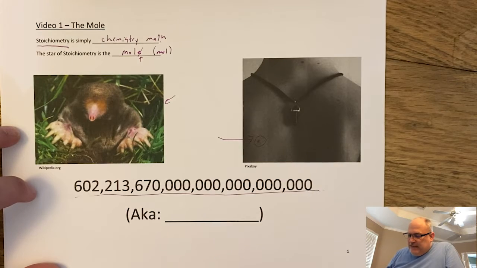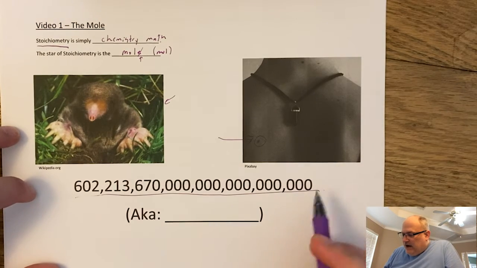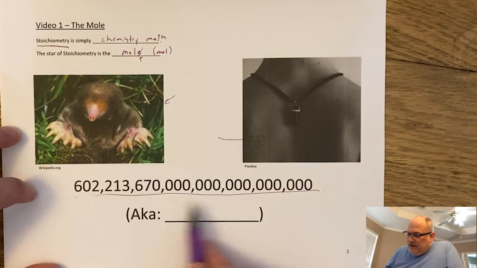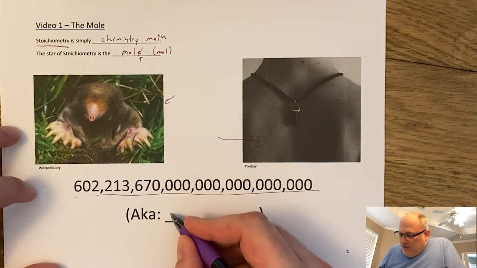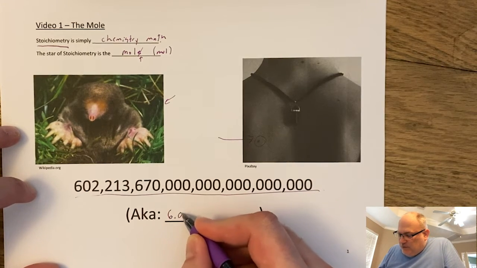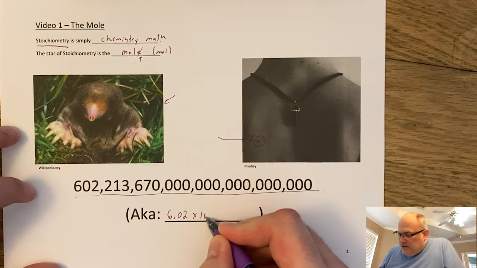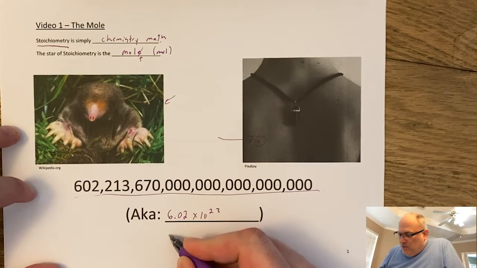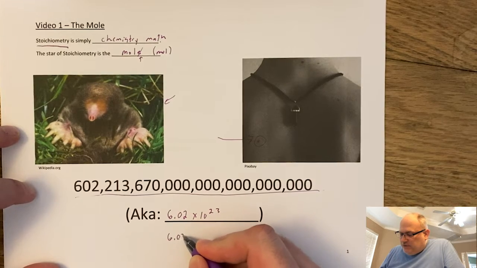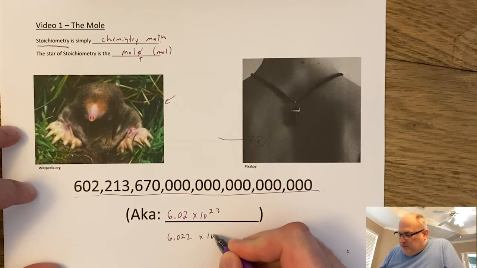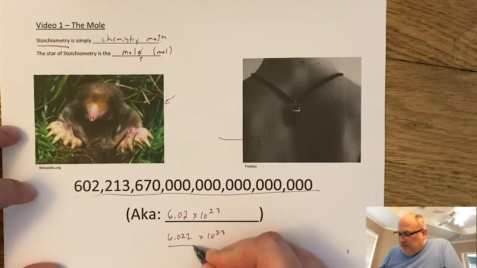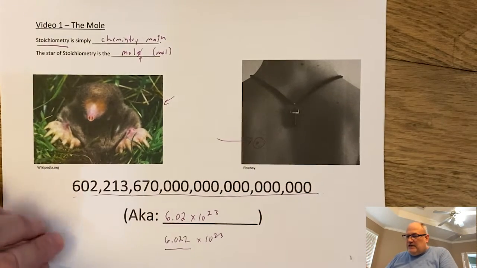So what we can do instead is we can use exponents. Now, I'm going to save you the problem of counting up all the numbers going backwards, but we can instead write 6.02 times 10 to the 23rd. If you want more accuracy, you can write 6.022 times 10 to the 23rd. We will sometimes do that when we're dealing with more precise numbers.